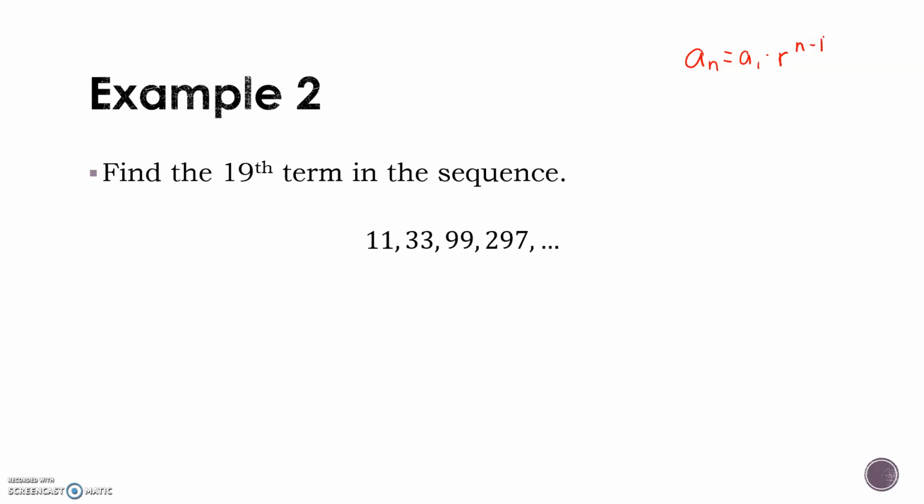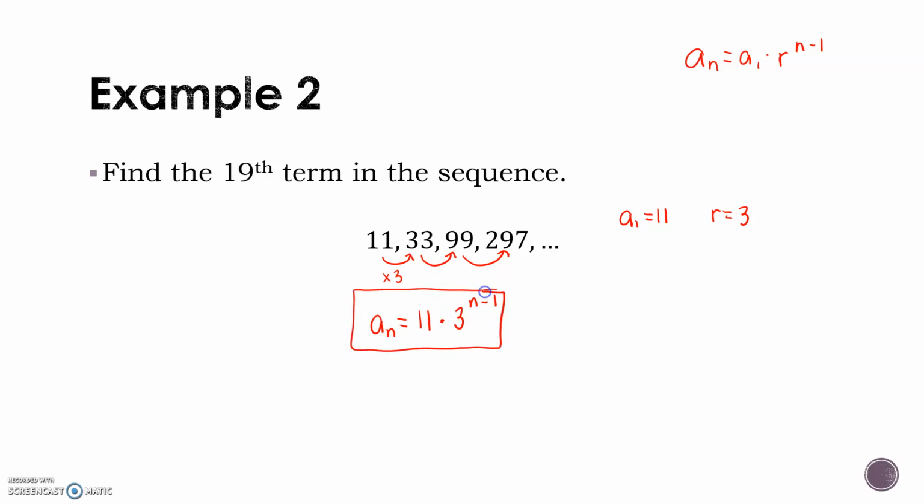All right, find the 19th term. So what are we multiplying by every time? We're multiplying by 3. So I'm going to say that my first term is 11, and my common ratio is 3. So I'm going to have a sub n equals first term times the ratio of 3 to the n minus 1. You have to show this formula. This is part of the problems. You have to show that you have 11 times 3 to the n minus 1.